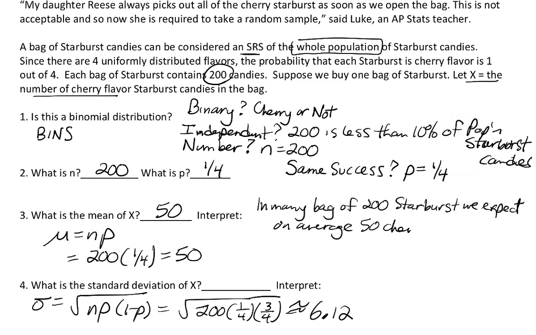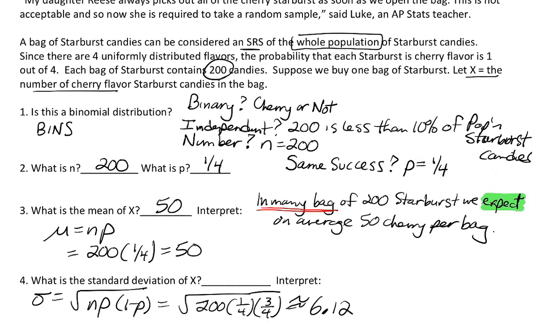To interpret the mean of 50, we would say, in many bags of 200 Starburst, we expect on average 50 cherry per bag. Remember, the mean of a random variable is known as the expected value, so we like to use the term expect in here. And we also like the law of large numbers. So this is in many, many sets of bags of 200. The average per bag will be 50.